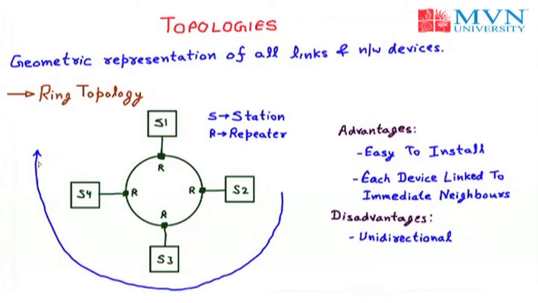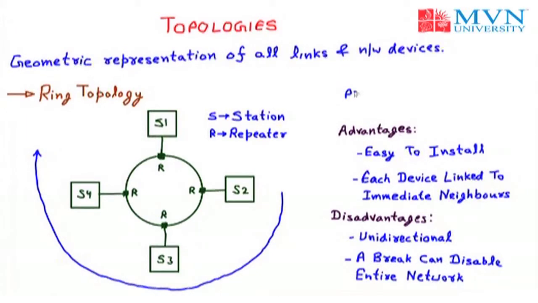And the other main disadvantage of ring topology is that a break can disable the entire network. Also, a specific feature of ring topology is point-to-point communication. That means we again have one-to-one interaction in the ring topology. So that's all about the ring topology, with the systems connected in a circular fashion.